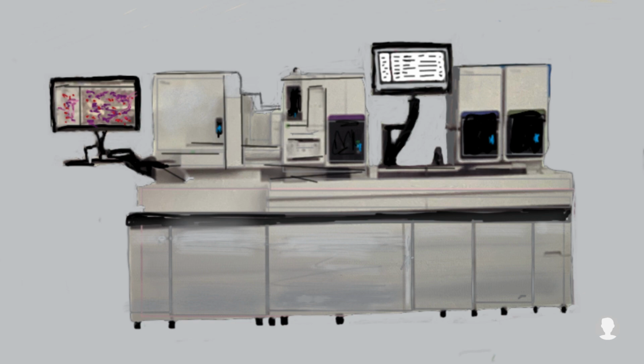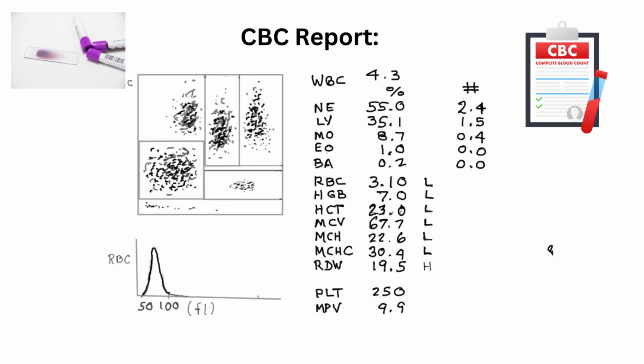It's time to run the CBC and see the peripheral blood smear. This CBC report is consistent with a microcytic hypochromic anemia. Note that the hemoglobin, hematocrit, red blood cell count, MCV, and MCHC are all low. RDW is high due to the marked anisocytosis. Other microcytic hypochromic anemias include iron deficiency, anemia of chronic inflammation, and sideroblastic anemia, which includes lead poisoning.